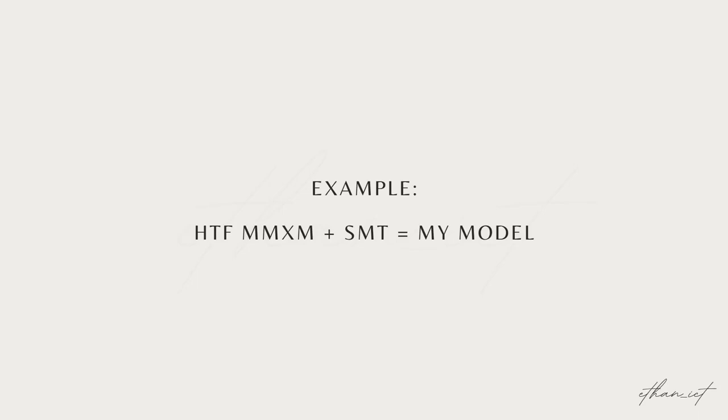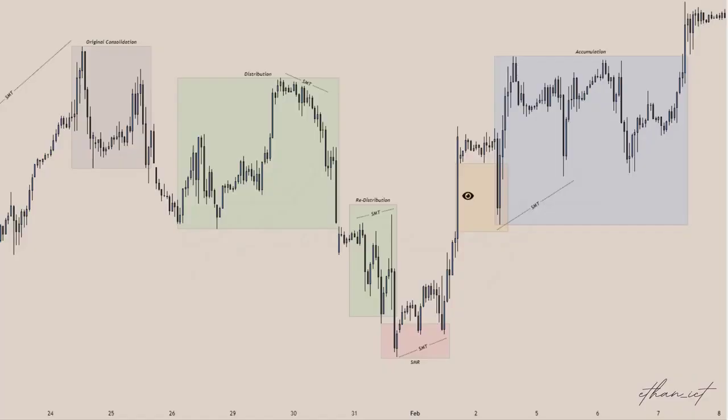This is why, by understanding my model extremely well, I know that if my entry is valid, it will go quickly in my favor. So in this example, it is an hourly market maker buy model framed from a daily inefficiency. Here, right, market maker buy model.